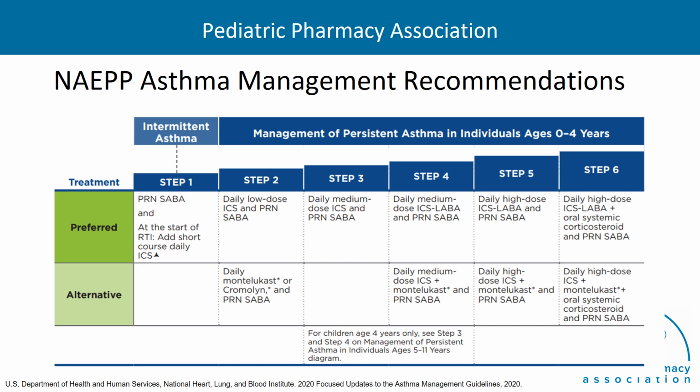For children who are less than 4 years old, NAEPP recommends initiating a short course of inhaled corticosteroids at the onset of respiratory tract infection, in addition to as-needed short-acting beta agonists. And this recommendation is specific for those who have intermittent asthma. The additional stepwise approach to the management of asthma is depicted in this figure, including escalating inhaled corticosteroid dose prior to the addition of a long-acting beta-2 agonist in step 4, similar to what we saw in the GINA guidelines.